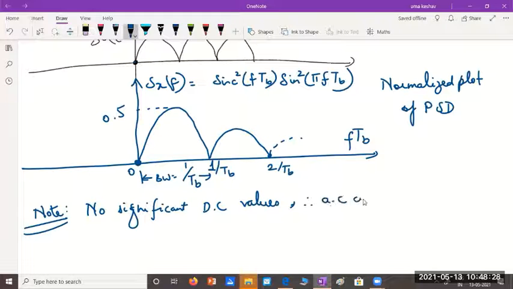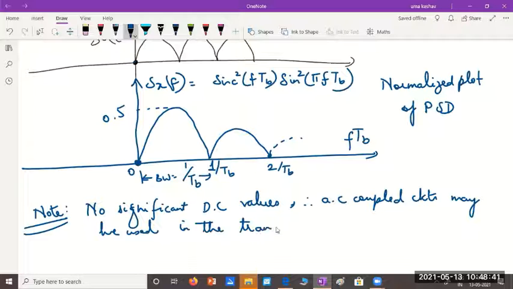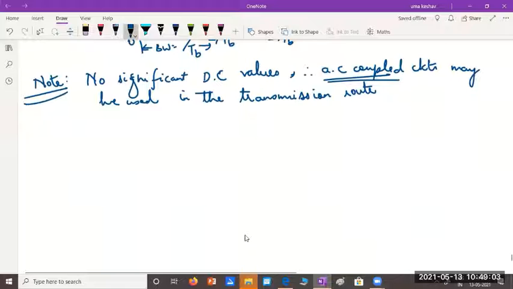Therefore, AC coupled circuits may be used in the transmission route. Whenever I am transmitting, remember I will have repeaters, regeneration repeaters and all that. So in the transmission route, I need not have DC coupling circuits. I can use AC coupled circuits, which is an advantage. That is one significant advantage of this technique.